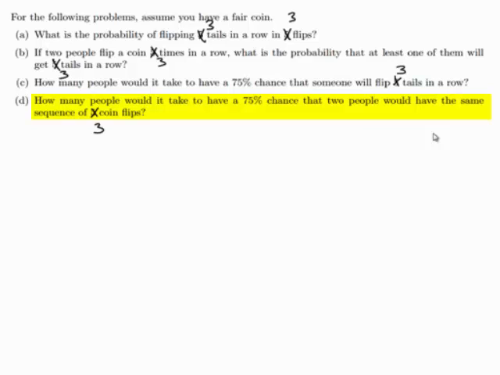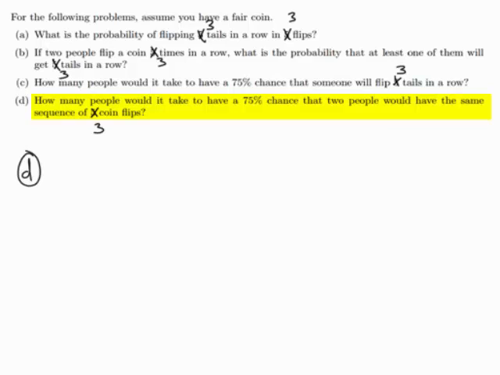For the last question, how many people would it take to have a 75% chance that 2 people would have the same sequence of 3 coin flips? Notice that this is different. We are not specifying in advance that we want tails, tails, tails to match, but instead that anyone matches with anyone.